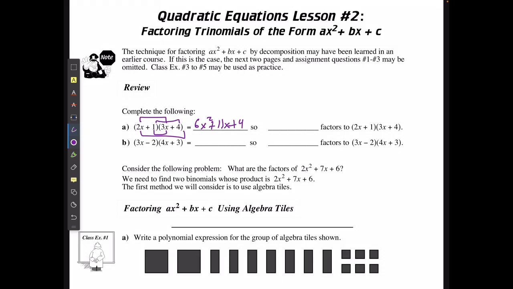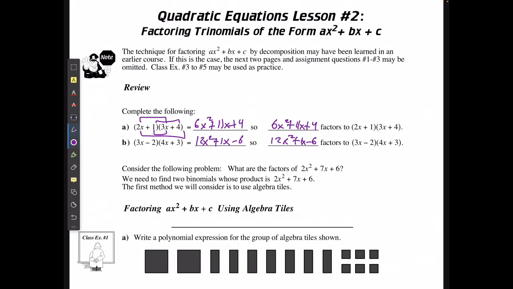In the second case, I would do the same thing. 3x and 4x is going to give me 12x squared. The 3x and 3 is going to give me 9x. Negative 2x and 4 is going to give me negative 8x. So I'm left with positive 1x. And then negative 2 and 3 is negative 6. If these binomials multiply to make these trinomials, then the trinomial 12x squared plus 1x minus 6 will factor to 3x minus 2 and 4x plus 3.